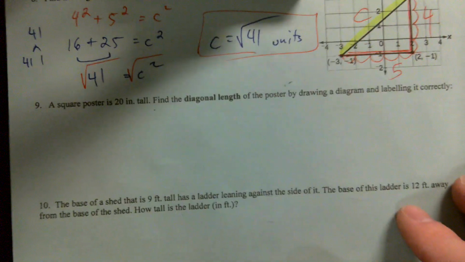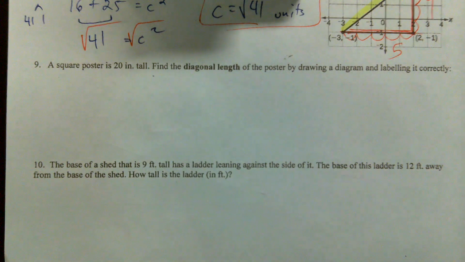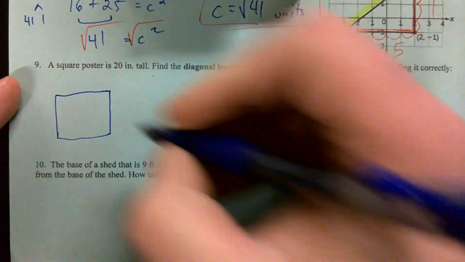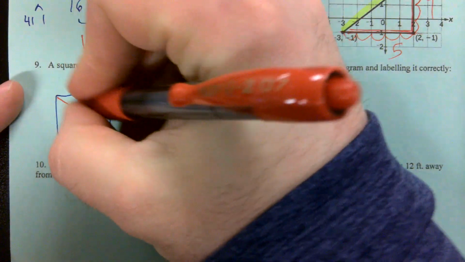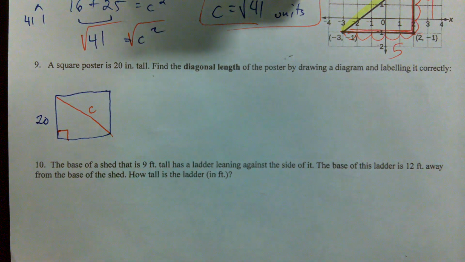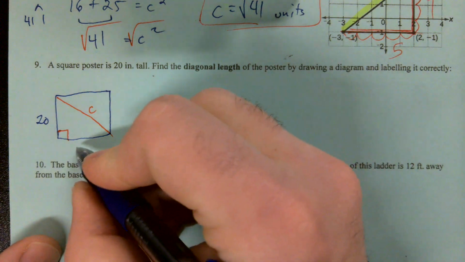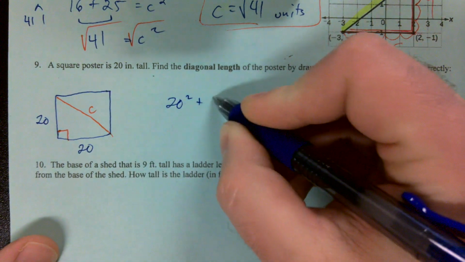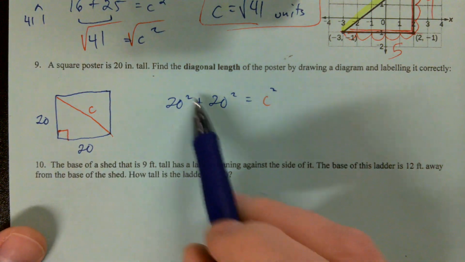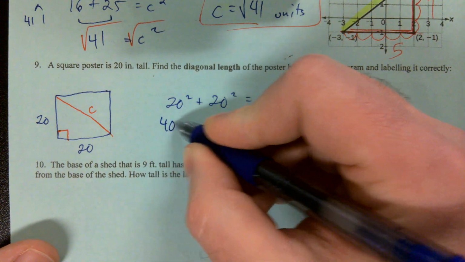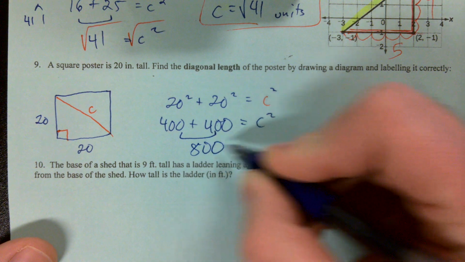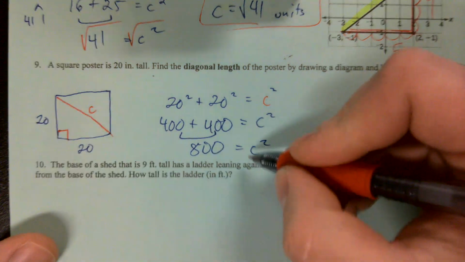All right? Number 9, a square poster is 20 inches tall. Find the diagonal length. Here's my square. I have to draw my diagram. There's my diagonal length. I'll call it C. If my square poster is 20 inches tall, how wide is it? 20. 20 squared plus 20 squared equals C squared. What would 20 squared give me? 400 plus 400 equals C squared. That gives me 800 equals C squared.